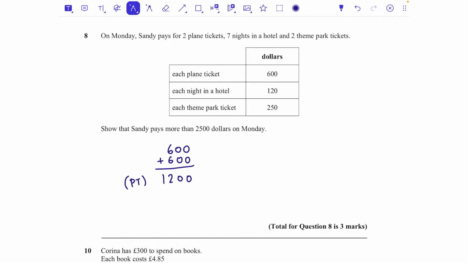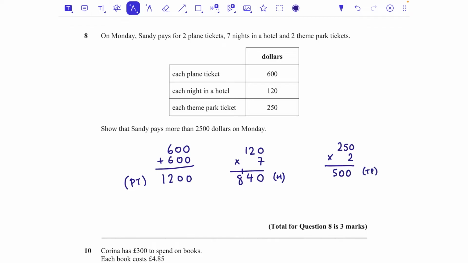We've then got each night in a hotel costing $120, and she's staying for 7 nights, so we need to do 120 multiplied by 7. Now you do have a calculator for this paper, but always good to practice. 7 times 0 is 0, 7 times 2 is 14, so 4 carry the 1, and 7 times 1 is 7, add that 1 is 8. So 840 for the hotel, and then we've got each theme park ticket is $250, and she's buying 2 of those, so 250 times by 2, or you can do 250 add 250. Either way, that's going to be 500, and that's for the theme park.